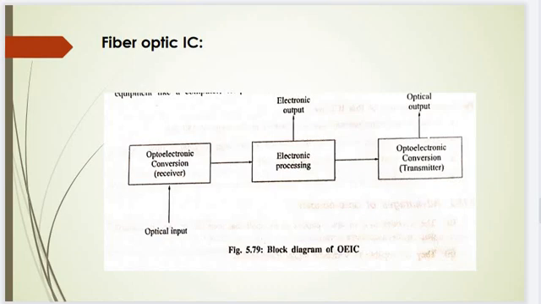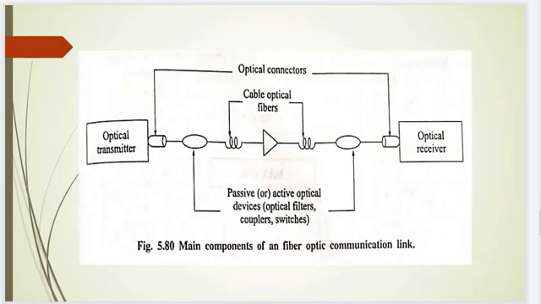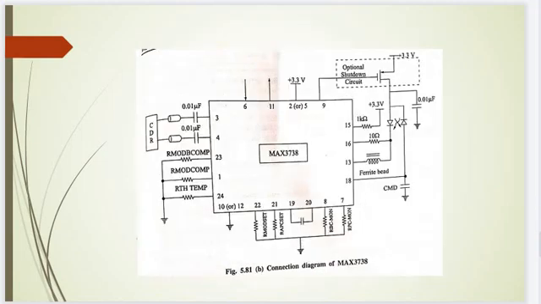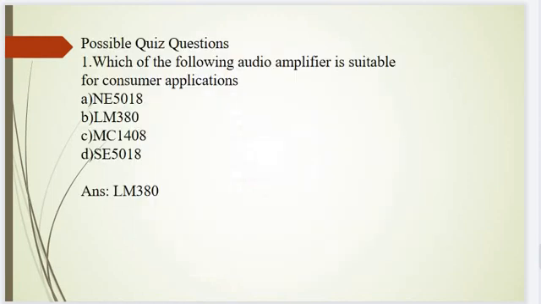There are three main components in the fiber optic communication link: the optical connectors, the transmission path and the optical receiver. This is the pin diagram of the fiber optic IC MAX3738. This is a driver IC. This is the circuit configuration of MAX3738. It acts as the modulation driver circuit for the fiber optic transmitter link.